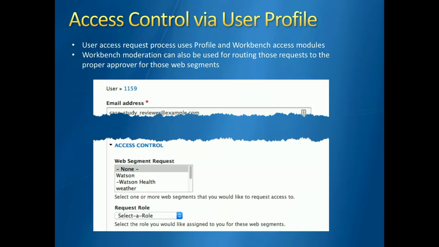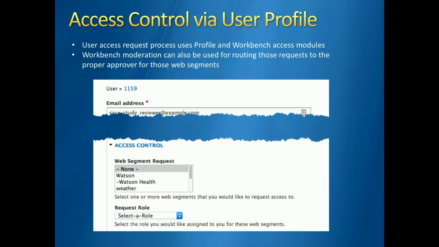So a user can log into our Drupal site and request access to a particular area of our website based on that web segment. They get this drop-down list of all the web segments that are in our taxonomy. They select the one that they're supposed to belong to. And that's using the user profile module.